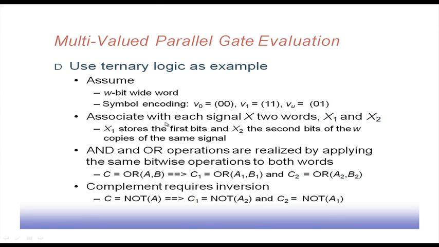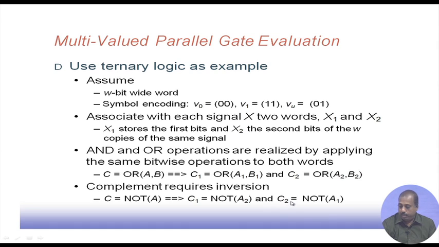Suppose their corresponding codings are 00, 11 and 01. With each signal x, we have two words x1 and x2. x1 stores the first bits and x2 stores the second bits of the w copies of the same signal. So, x has two words x1 and x2. Now, the AND and OR operations are implemented like this: C equals OR of A, B, where C1 is computed as OR of A1 and B1, and C2 is computed as OR of A2 and B2. Complement is reversed: C1 is computed as NOT of A2 and C2 is computed as NOT of A1.